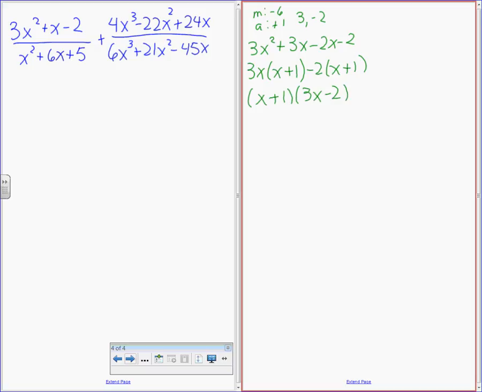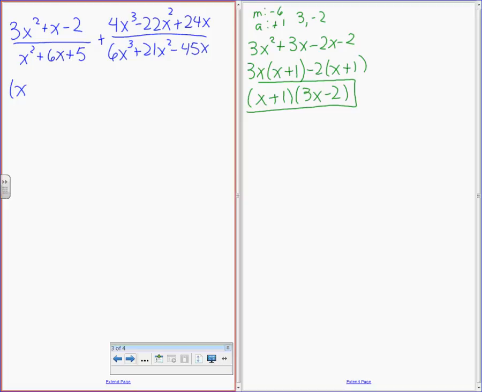And again, you don't have to do this on the side. I just find it easier to do that, so a little more room. So that's x plus 1, 3x minus 2. Okay.